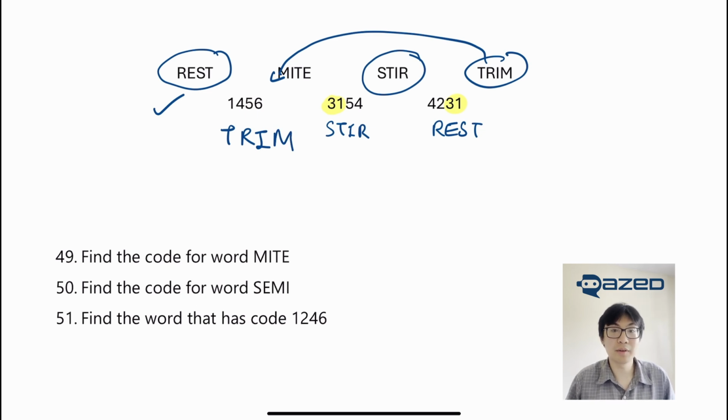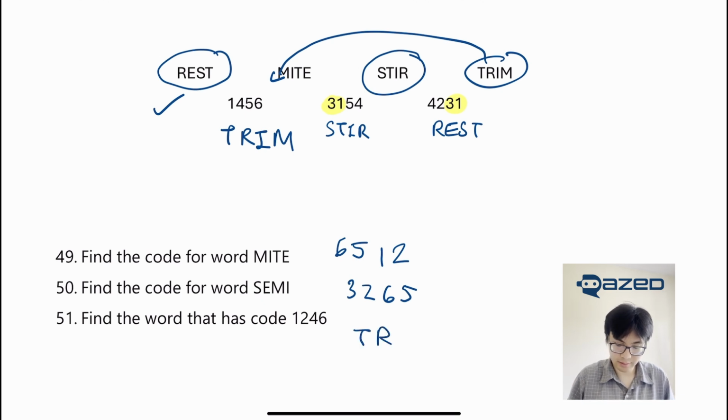Now from that, because we got the M from trim, we can start writing up the code. So it'll be 6, 5, 1, 2. And then for semi, likewise again, we've done all the hard work, so it's just 3, 2, 6, 5. And then 1, 2, 4, 6 would be 1 T, 2 E, 4 is R, and 6 is M. Term, another word we know, so we can confirm everything checks out. So that's great.